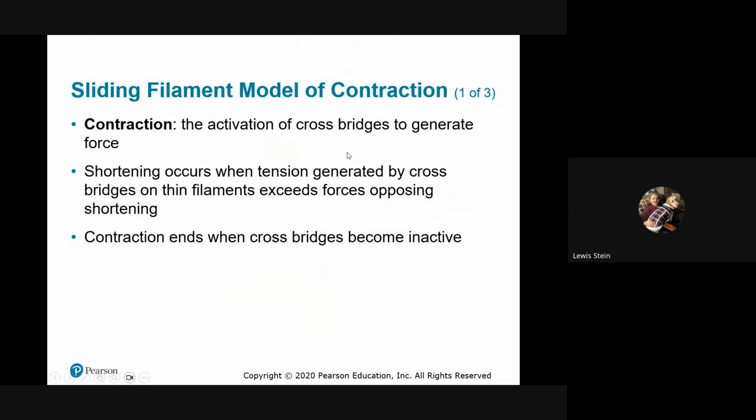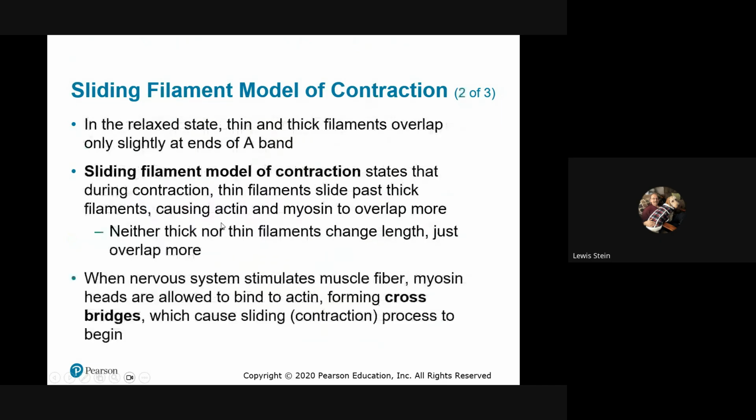And when it contracts, it's the activation of those cross bridges. There's a whole other animation about cross bridges, etc. We call it the sliding filament theory. The idea is that effectively these proteins are not bending, but sliding over one another, shortening each of those sarcomeres as they pull it in, compressing it. So during contraction, the thin filaments slide past the thick filaments, just increasing the overlap. You just saw that. Neither the thick nor thin filaments change length, just overlap more.